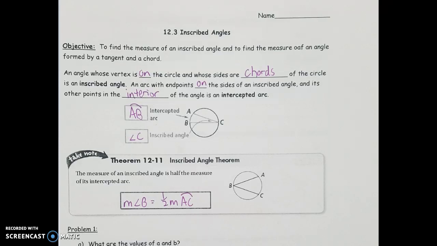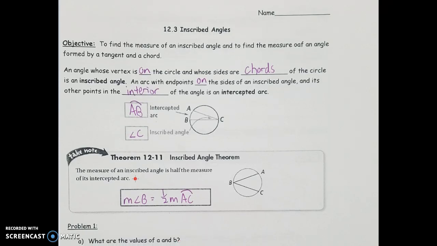And we have a theorem that goes along with those parts. The measure of an inscribed angle is going to be half the measure of the intercepted arc. So if I had angle B here, and if I had arc AC, the measure of angle B is going to be half the measure of that arc AC. Remember, arcs can use both lengths and measures. We're referring to the measures here, so this will be in degrees.